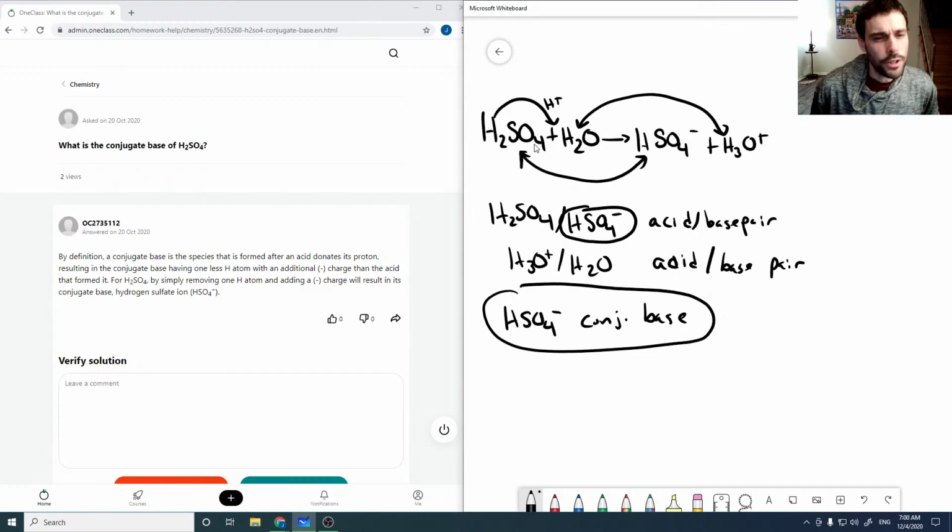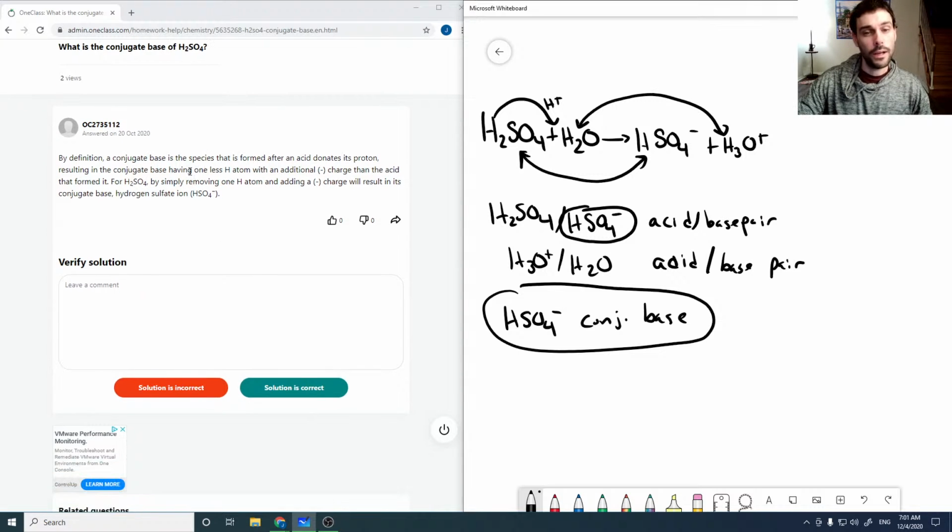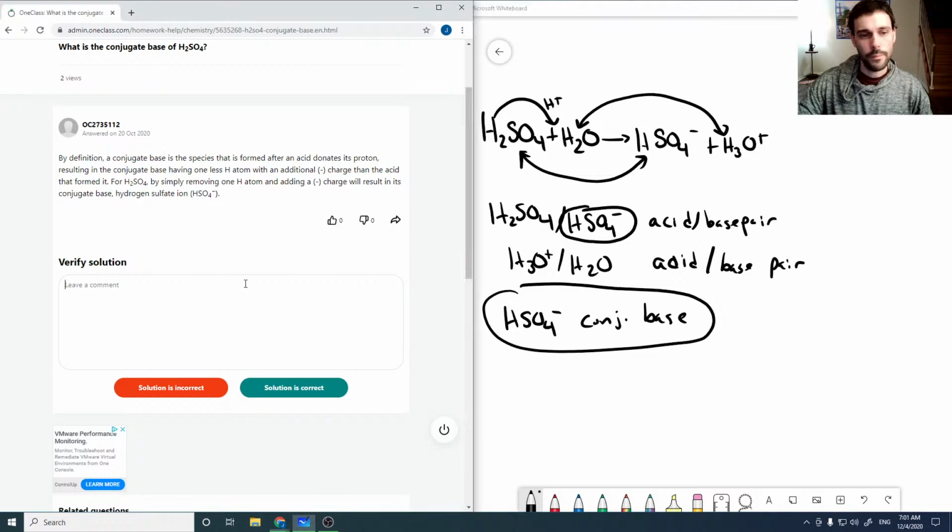Okay, by definition, a conjugate base is the species that is formed after an acid donates its proton. So you lose a hydrogen, and you lose H plus actually, so that's why you get the additional charge. And so you drop a hydrogen and add a negative charge, so that's kind of an easy way to remember. So this looks good.